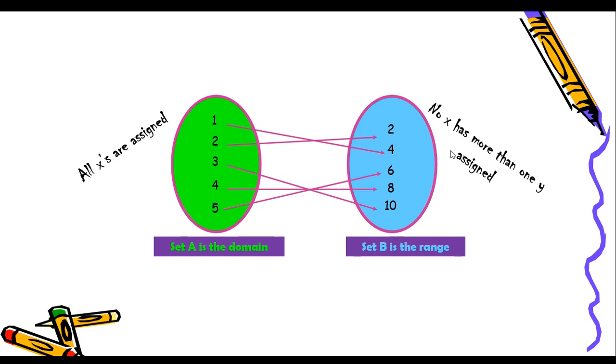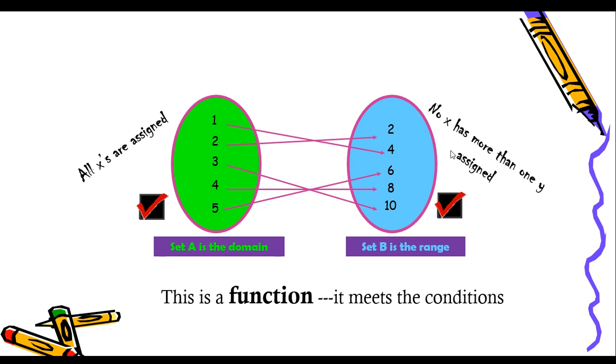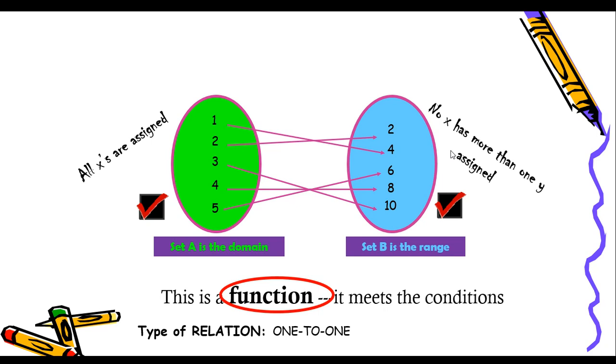So let's check if this given relation is a function or not. So let's check the first condition. All x are assigned. Check. No x has more than one y assigned. Check also. Therefore, this given relation is a function because it meets our two conditions. By the way, what type of relation is this? Correct, a one-to-one relation because each element in set A is paired with only one element in set B. And a one-to-one relation is a function.